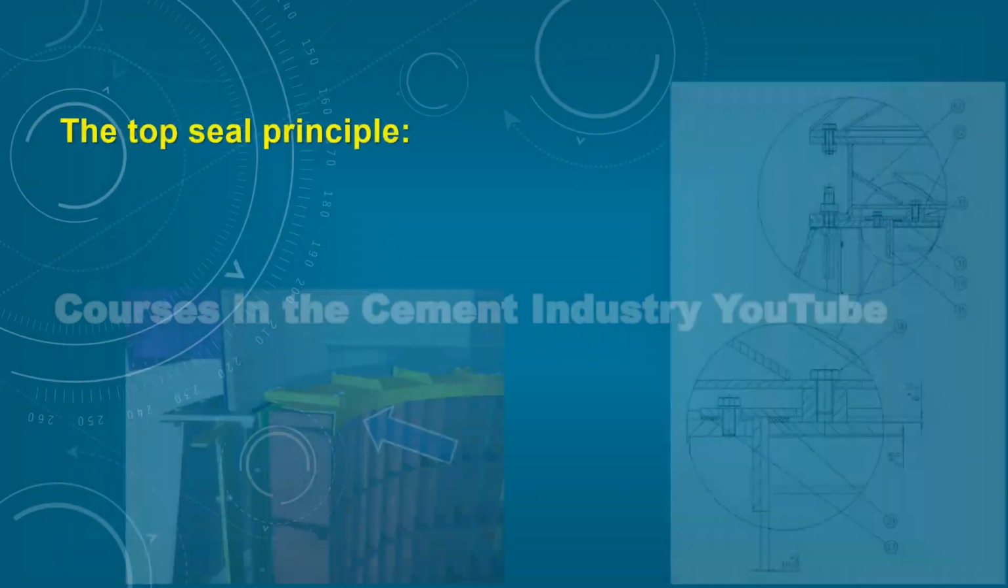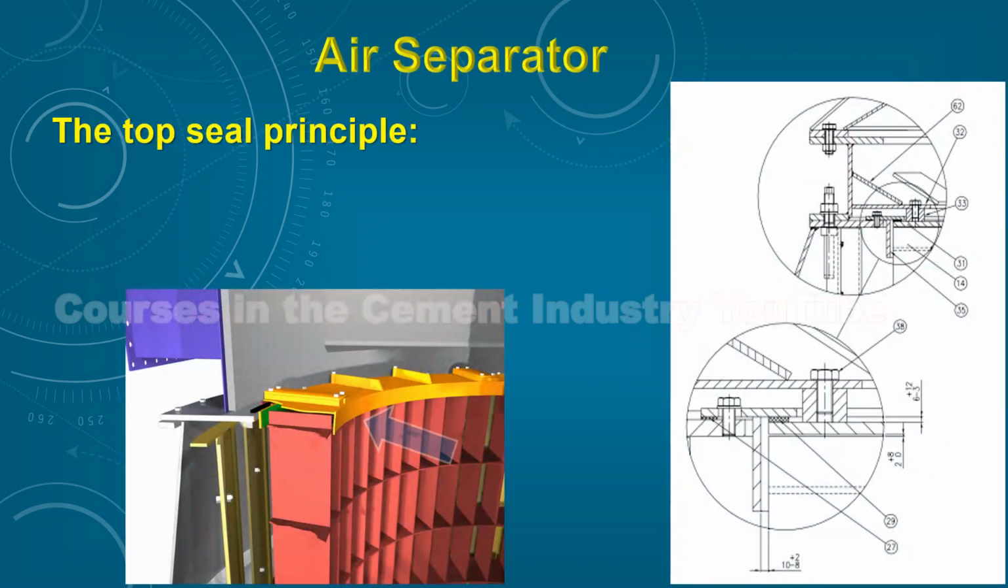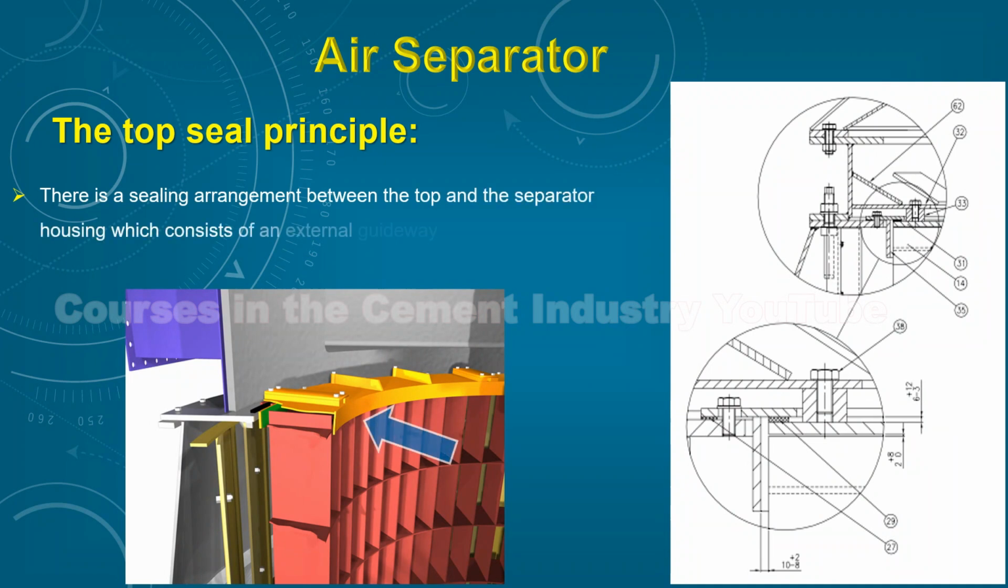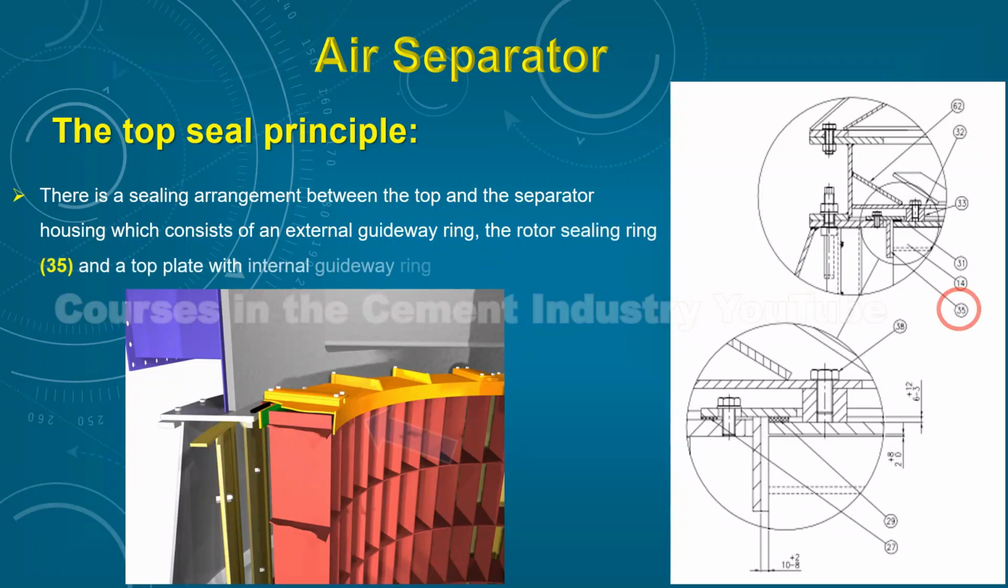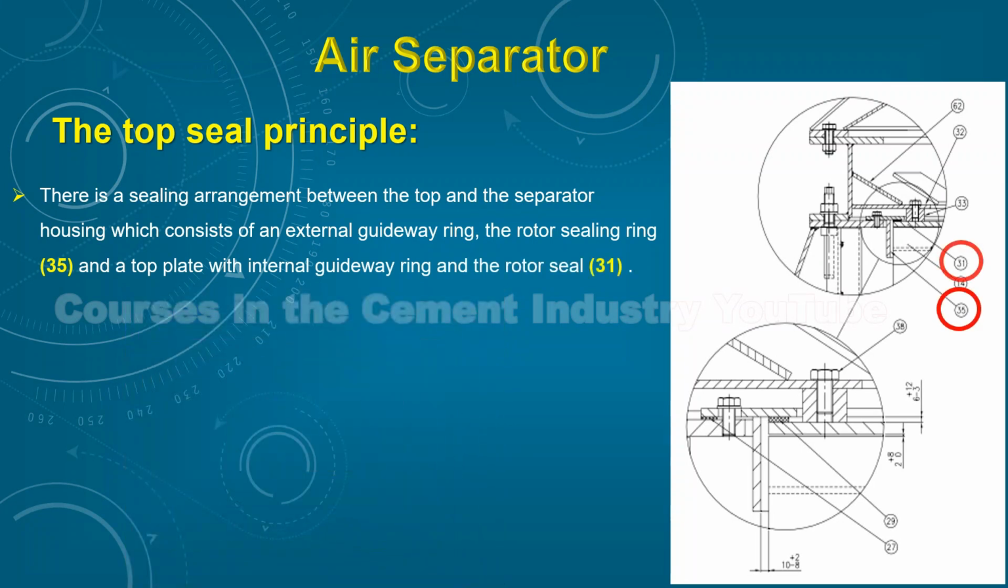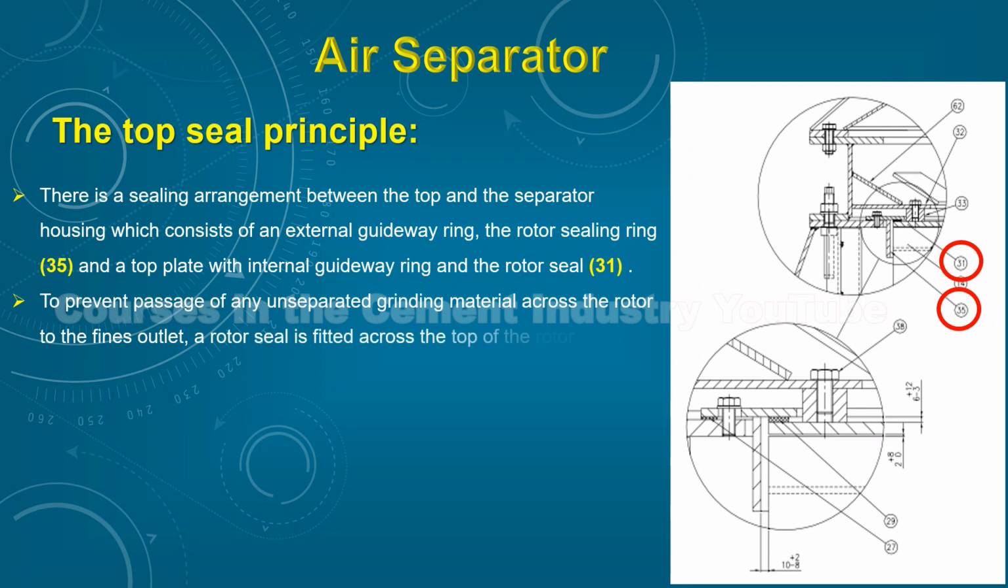The top seal principle for the air separator. There is a sealing arrangement between the top and the separator housing, which consists of an external guideway ring, the rotor sealing ring, see point 35, and a top plate with internal guideway ring and the rotor seal, see point 31. To prevent passage of any unseparated grinding material across the rotor to the fines outlet, a rotor seal is fitted across the top of the rotor.